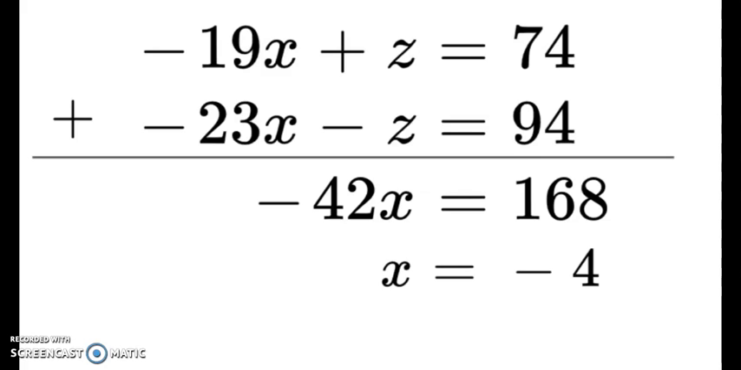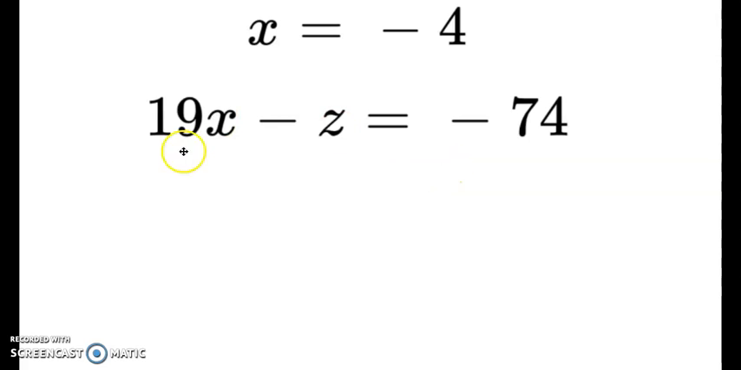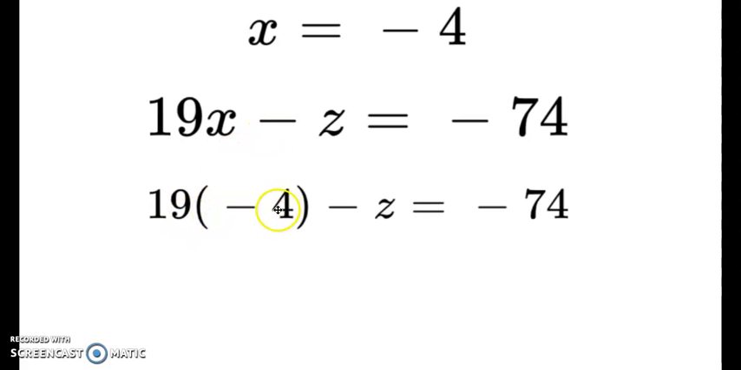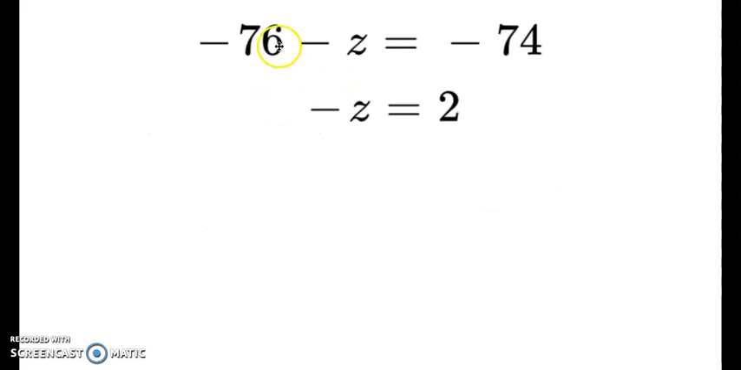So now I have one of my letters. Now what I'm going to do is find my second letter, because now I have an equation with only two letters. So I'm going to take one of those and substitute the -4 in for x. So 19 times -4 gives me -76. Add 76 to both sides, I get 2 equals -z. Divide both sides by -1 to make it +z. I'll have z equals -2.